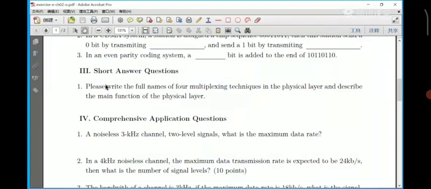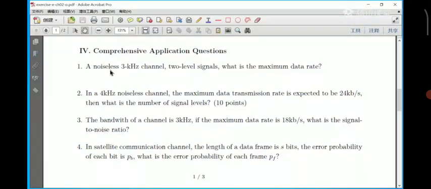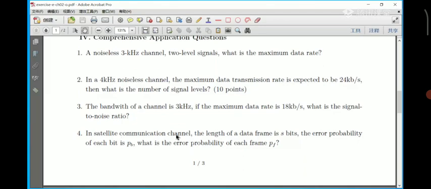Now about the short answer questions, please write the full names of 4 multiplexing techniques in the physical layer and describe the main function of the physical layer. And the noiseless channel and the noisy channel, we should calculate the capacity of the channel.